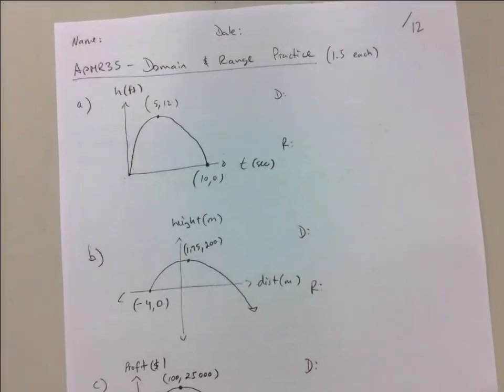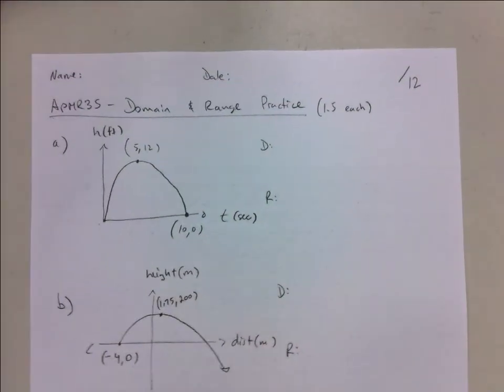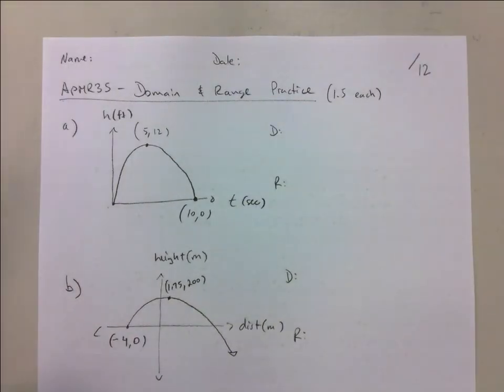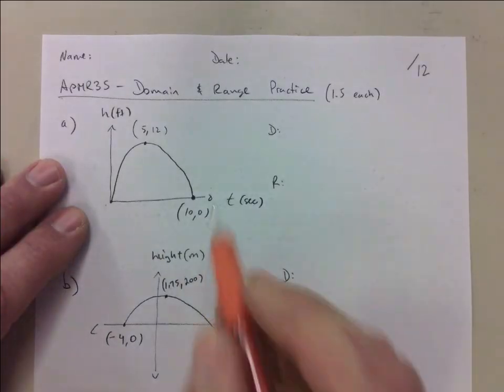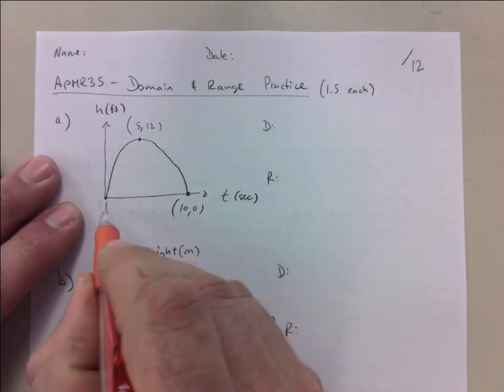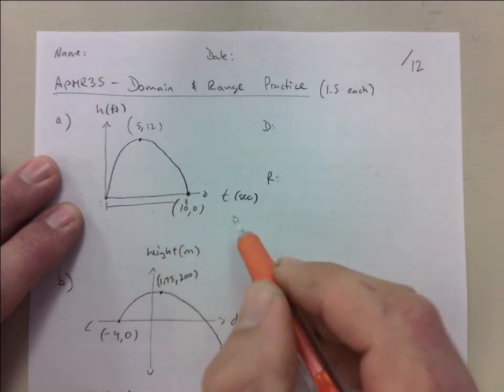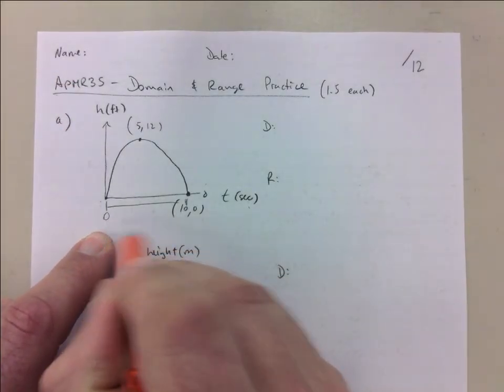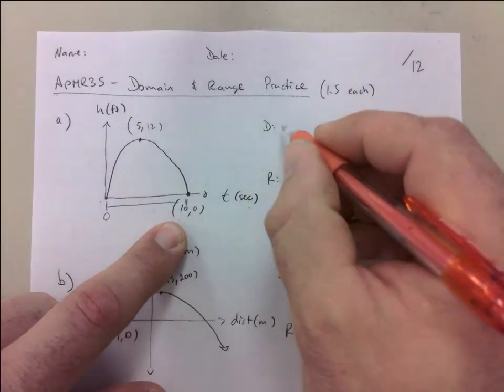All right, let's see how you did with the domain and range question. I need my calculator for the back because I don't have the key in front of me. So for the domain, remember, where do we start? Where do we end? This seems to be a word problem, so we go from 0 to 10 when we make contact here.